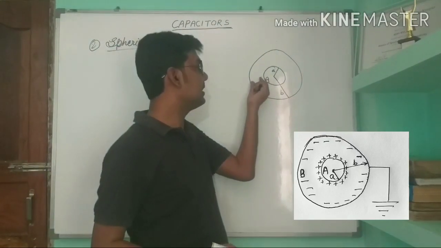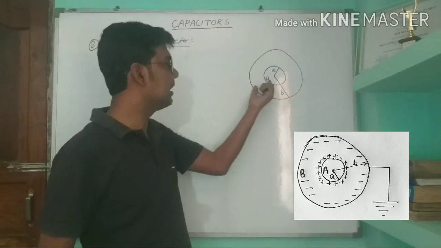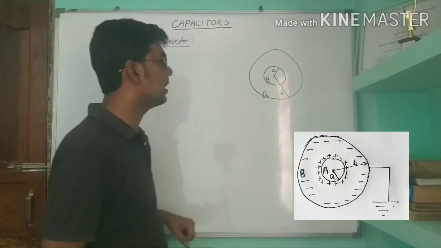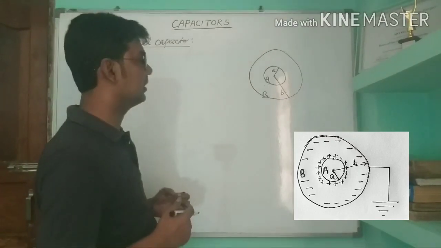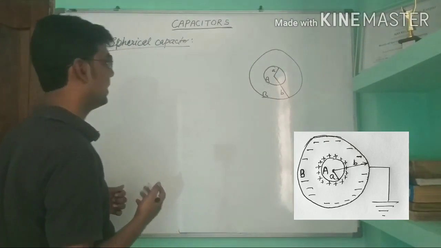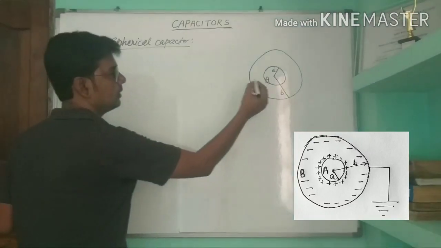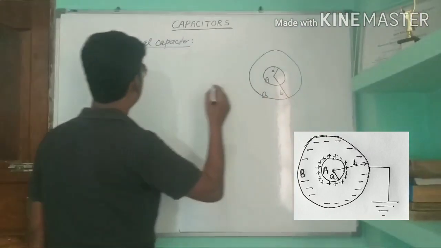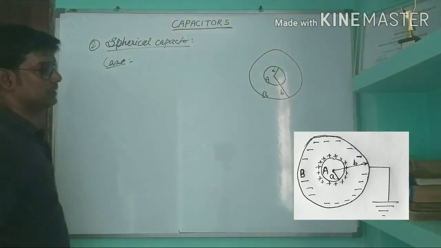So the distance between them will be B minus A. Both are concentric. Now we want to calculate the capacitance for this condenser. So from here, suppose the case 1, there may be two cases.